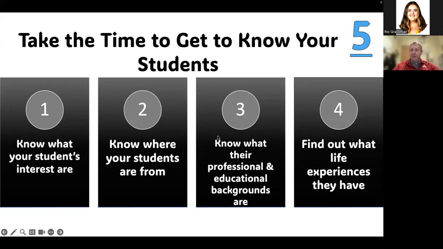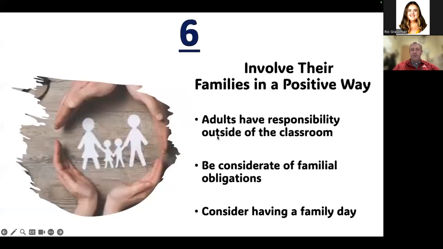Find out what life experiences they have. Your students' life experiences are going to change your classroom. Your students' life experiences might help the one student that you cannot figure out a way to teach. Somebody else might be able to. We briefly spoke about involving their families already.